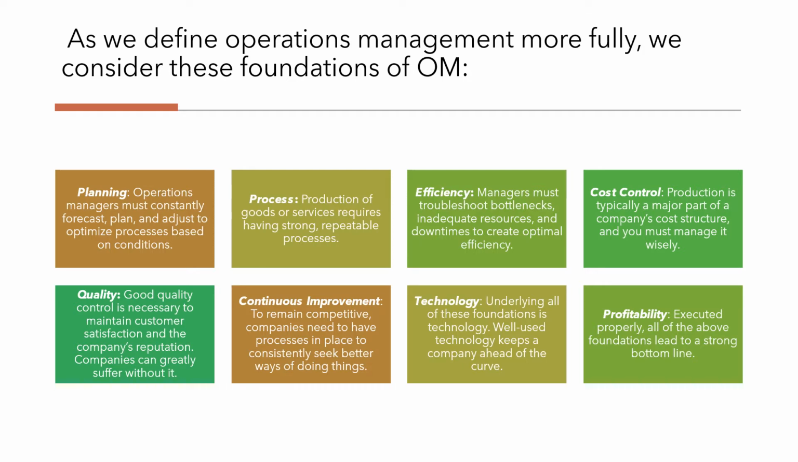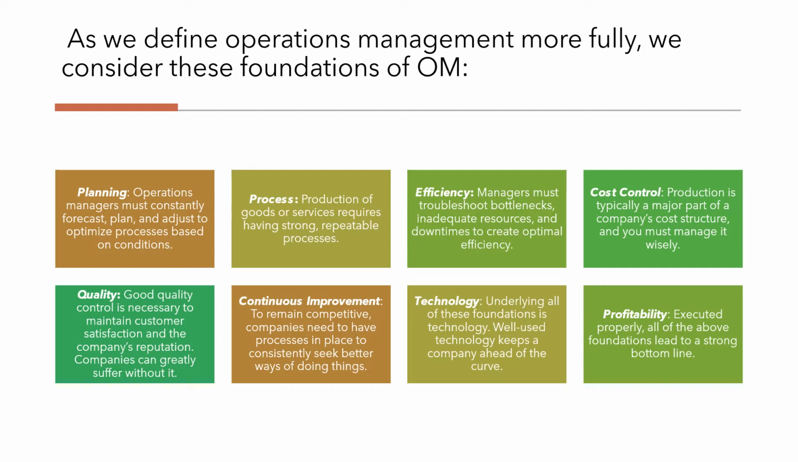As we define operations management more fully, we consider these foundations of operations management. One is planning. Operations managers must constantly forecast, plan, and adjust to optimize processes based on conditions. Another is process. Production of goods or services requires having strong and repeatable processes. Efficiency. Managers must troubleshoot bottlenecks, inadequate resources, and downtimes to create optimal efficiency. Cost control. Production is typically a major part of the company's cost structure, and you must manage it wisely.